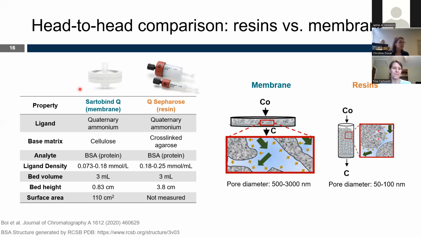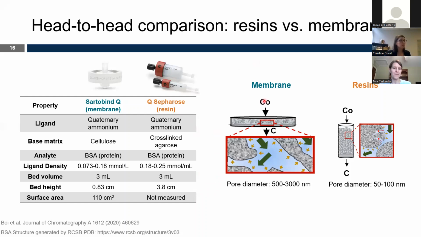So what we can see here, we're going to be comparing the Sartobind Q membrane. So the ligand type is quaternary ammonium. The analyte that they were interested in is this BSA protein. And the membrane had a 3 milliliter bed volume. So if you take the analogous resin-packed column, right, which is this Q Sepharose resin, nearly all of the criteria are identical. Where we see a big difference is the bed height, but we know that because that's a benefit of membranes versus resins, is the geometry.